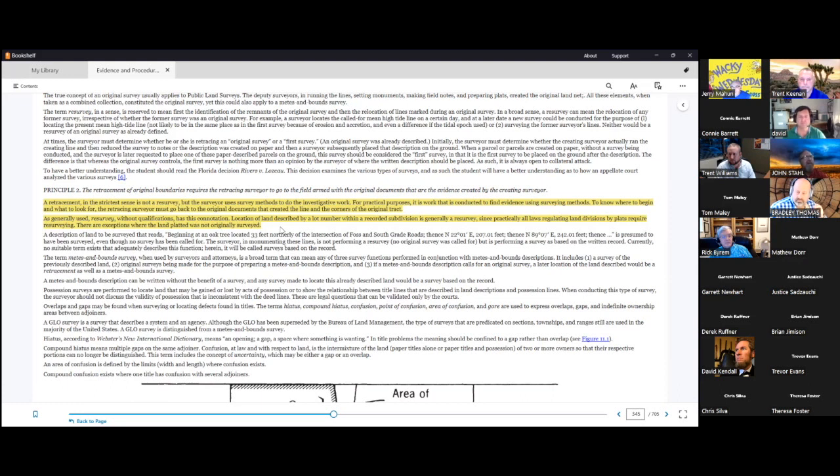So I'm kind of interested in this one where they're trying to call a subdivision where apparently they've set the 4 block corners, and then you've got, say, a series of 25-foot lots is the way I'm understanding what they're saying here. And the lots themselves aren't staked out, but the block corners are. And so they're saying the location of land described by lot number within a recorded subdivision is generally a resurvey. I still wouldn't call that a resurvey.